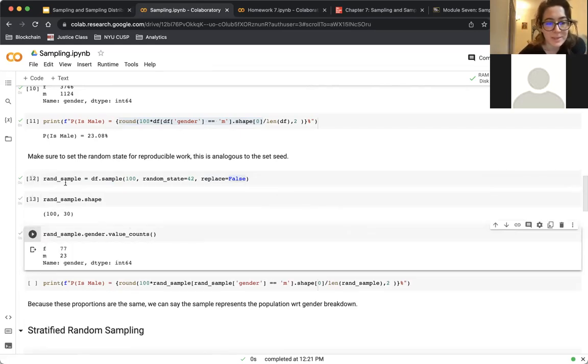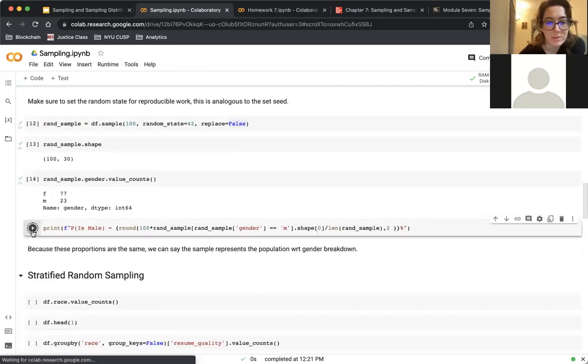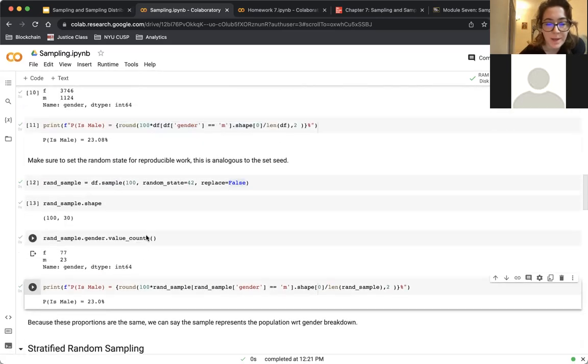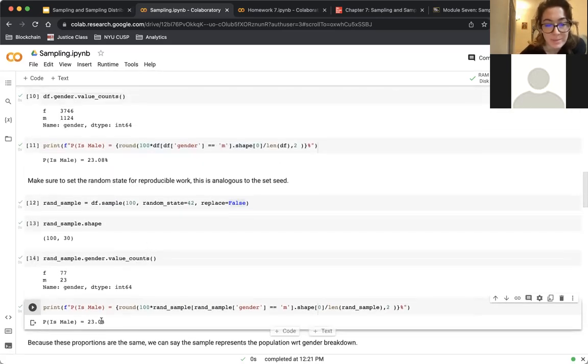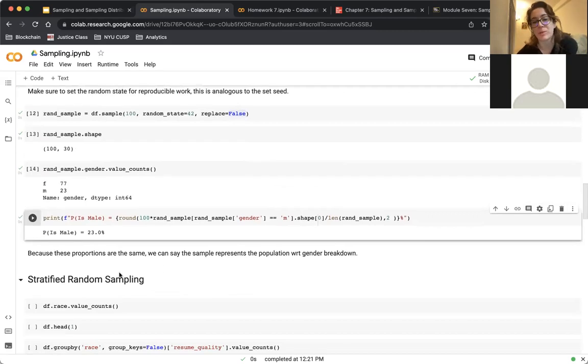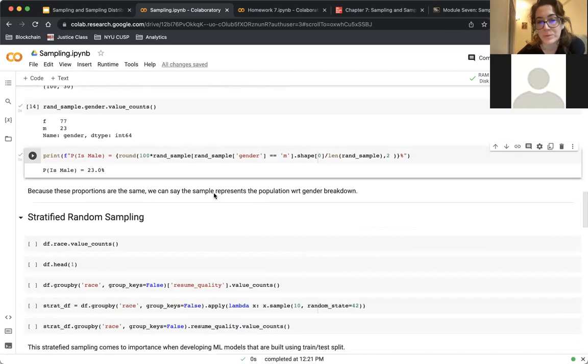So now in this random sample, we see it's 77 to 23, and we can just do that same proportion using this probability that the sample is male, and it's just about the same as the general population. So we can say because these proportions are the same, with respect to gender breakdown, this would represent the population.